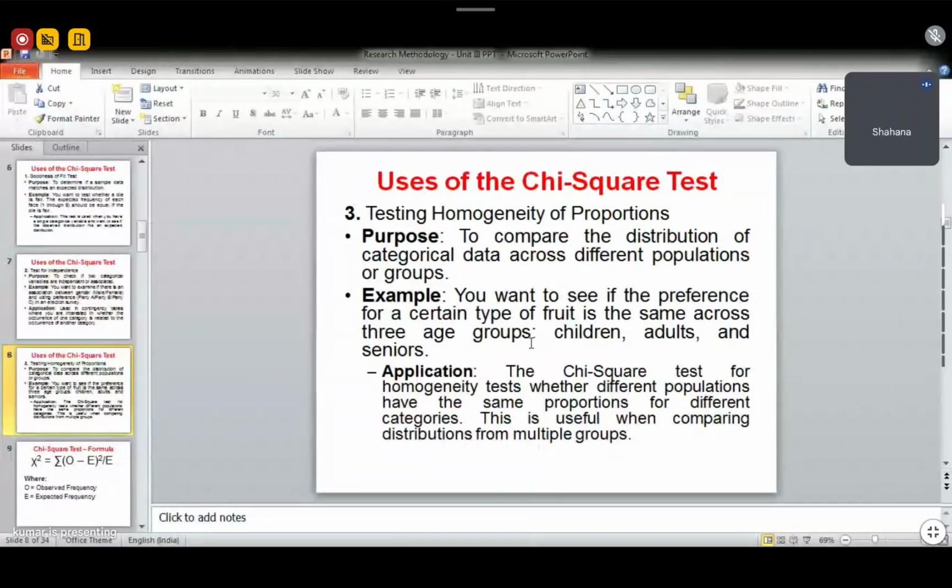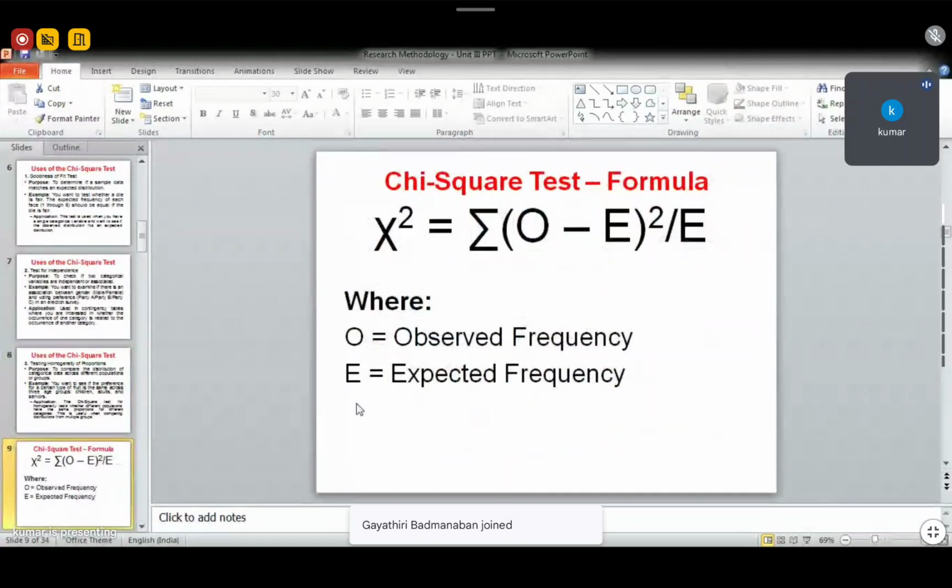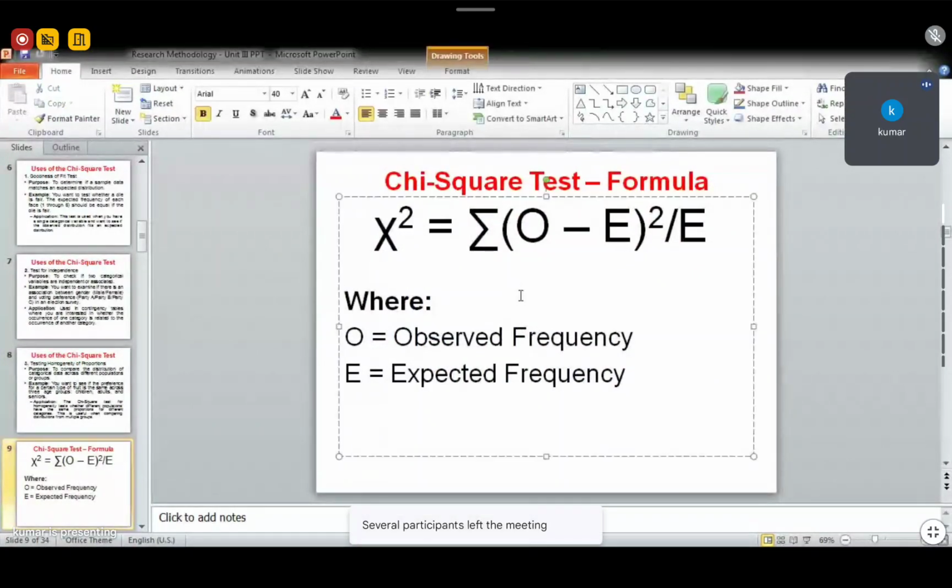So, for example, when you want to verify if the preference for a certain type of fruit is the same across three age groups, that is children, adults, and seniors, then in such a case you can use the chi-square test. So these are the important uses of the chi-square test. Now let us move on to the practical part of it.